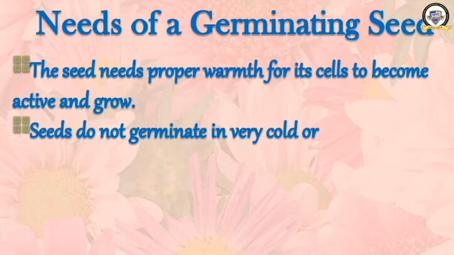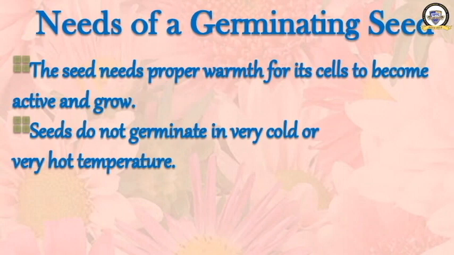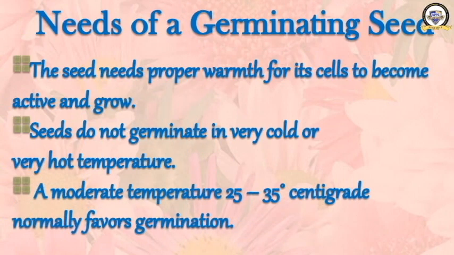Seeds do not germinate in very cold or very hot temperature. A medium temperature and a medium sunlight is required for the growth of the seeds, for the germination of the seeds. And what type of temperature is required? A moderate temperature, that is 25 to 35 degrees centigrade, normally favors the germination. And what is that medium or moderate temperature? 25 to 35 degrees centigrade. That is the moderate temperature needed.